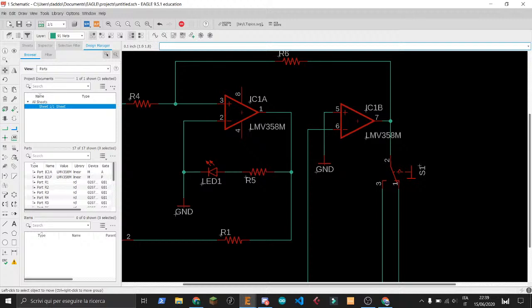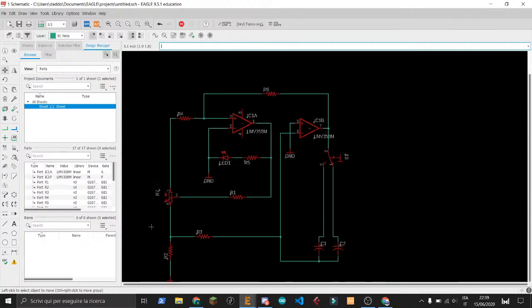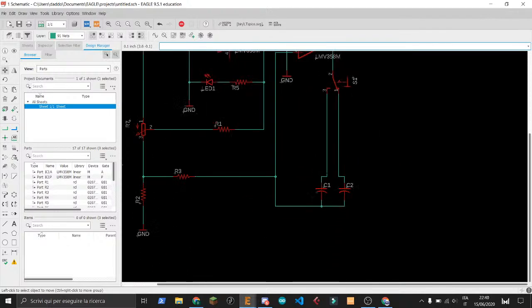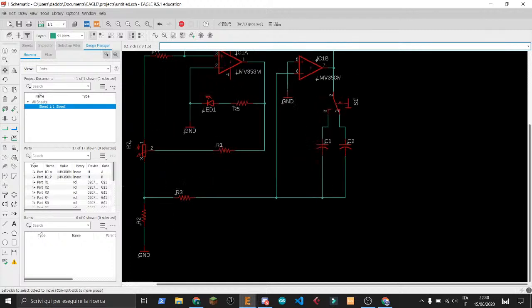Because this is double supply, maybe I should learn a SPICE simulation, and we could simulate the circuit with SPICE. Yeah, I should definitely learn circuit simulation. I never worked with it.